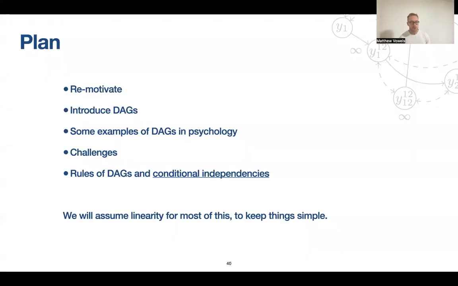And so in order to introduce you to this topic, I wanted to remotivate causality from a slightly different perspective, maybe from more of a statistical perspective. And then I'll introduce directed acyclic graphs, give some examples of directed acyclic graphs in psychology. These are just going to be simple toy examples to help us familiarize ourselves with the formalism and the mechanics of directed acyclic graphs. I'll talk about some challenges, and then eventually we'll talk about the key rules of directed acyclic graphs, and specifically their conditional independencies, that is, the statistical independencies that are assumed to be present in the data once we specify our graph.